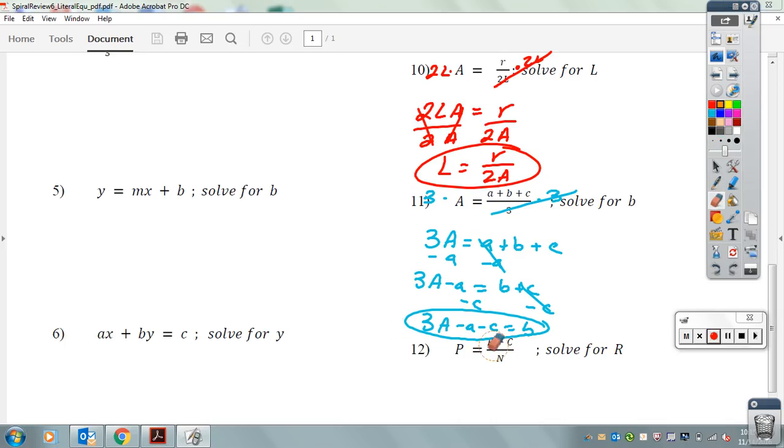The last question, I'm going to erase this a little bit so I can see it. Looks like it's p equals r minus c over n. Once again, you might be tempted to add c, but it's all glued onto this wood plank. Let's get rid of that wood plank, that fraction, multiply by n. Multiply by n. np equals r minus c. To solve for r, I add c and I add c. R equals np plus c.